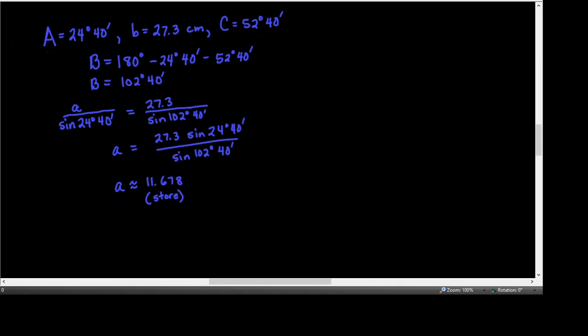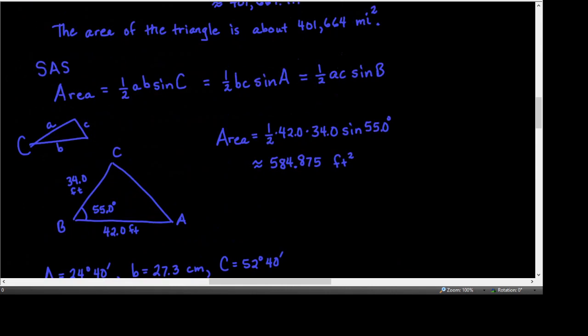Okay, so now that I know A, the area, because we already know B, the area is going to be 1/2 of A, which is a number stored in your calculator. You're not typing 11.678, right? Times B, which is a given 27.3, times the sine of the angle between A and B. Or in other words, what letter have I not used yet? Because if you look back at that formula, in every version of it, you use A, B, and C, or B, C, and A, or A, C, and B. You use all three letters.